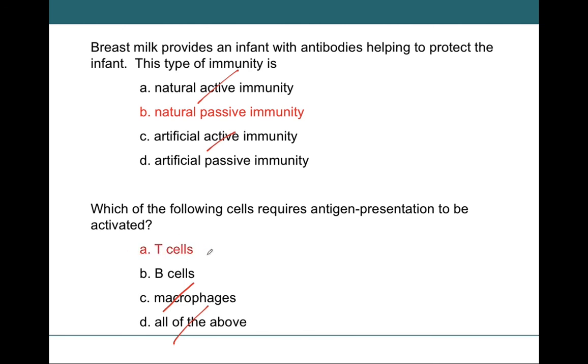T cells are the only types of cells that require antigen presentation in order to become active and facilitate the immune response. This will conclude our chapter about the lymphatic system and the immune system.